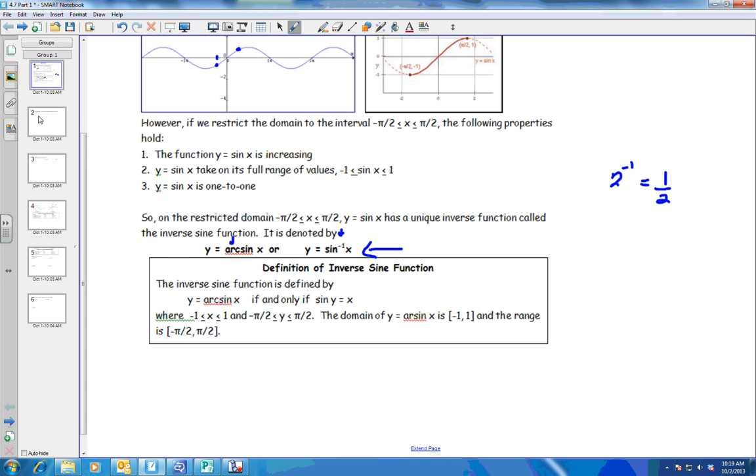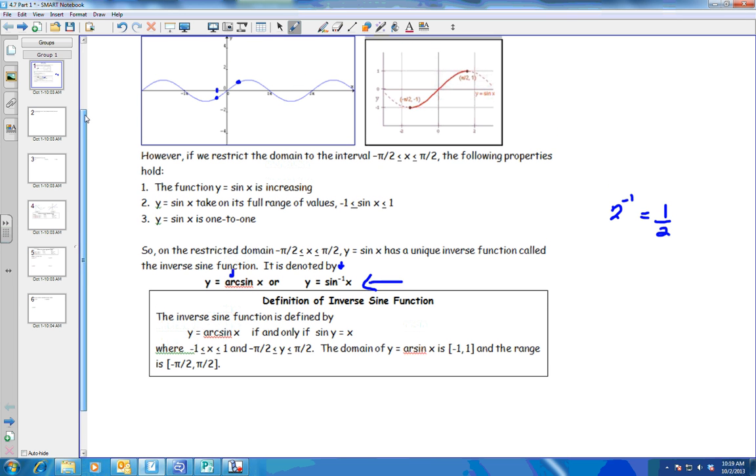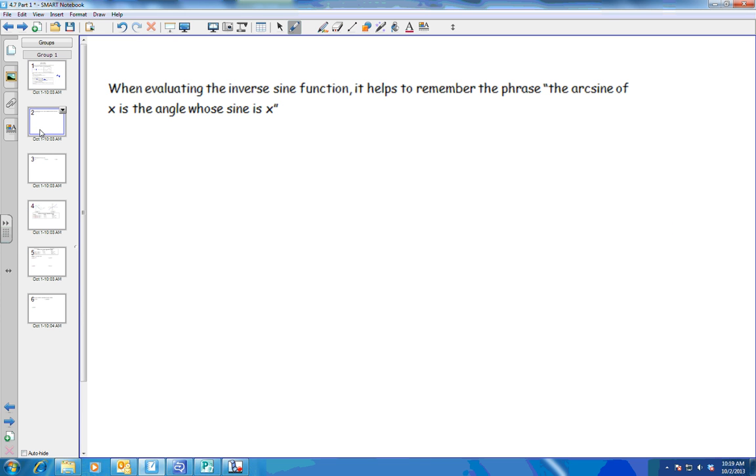Now here's how we're going to use that information. If you look, here's y, which went from negative pi over 2 to pi over 2, and my y values are negative 1 to 1. Whenever I do the inverse, I switch those x's and y's. When evaluating the inverse sine function, it helps to remember the phrase: the arc sine of x is the angle whose sine is x. So when we're finding inverse trig functions, whatever number they're talking about, we want to find the angle at which that happens.